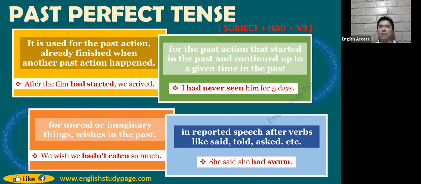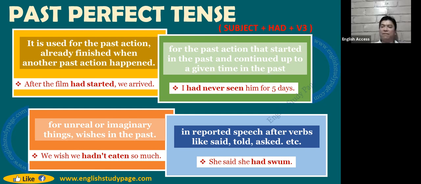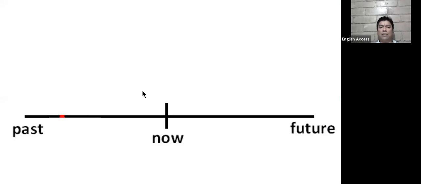Okay, let's go for the next one. This example: I had never seen him for 5 days. That means this person saw him yesterday or the day before. But we're not going to go for the last two. That's a different topic. So let's go for some more examples.